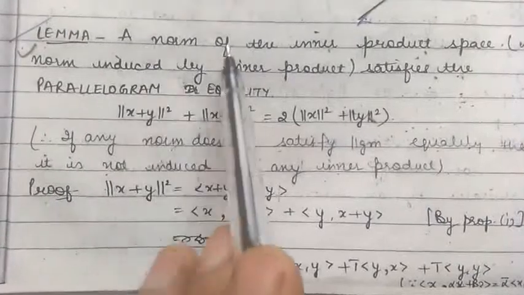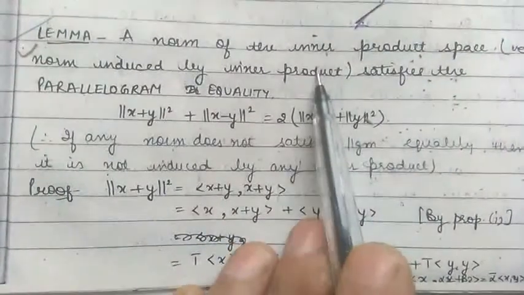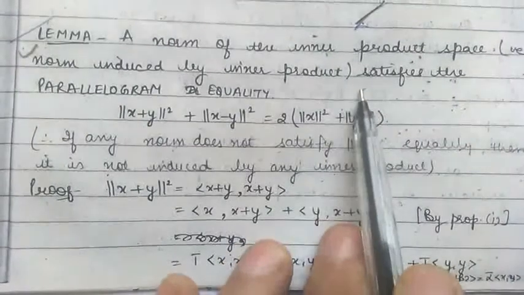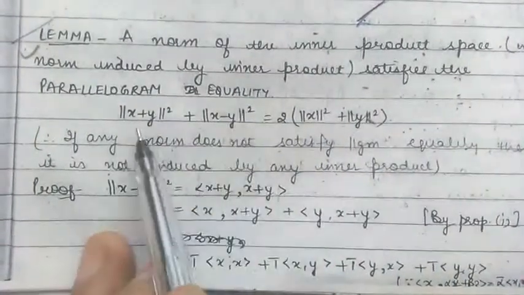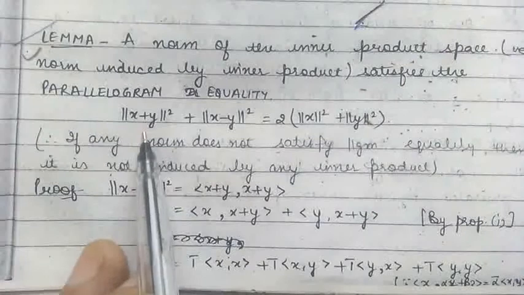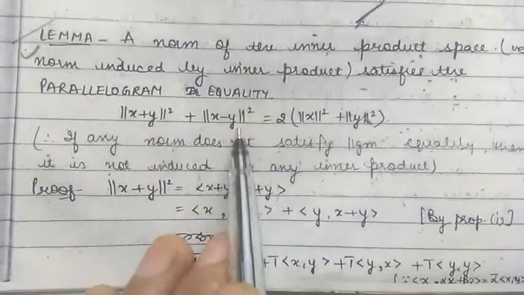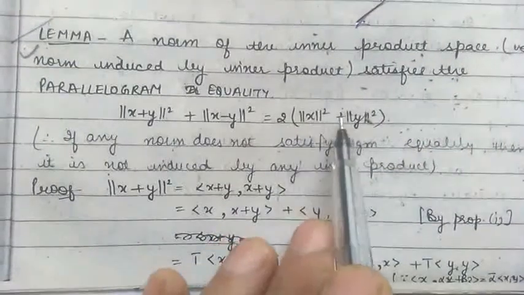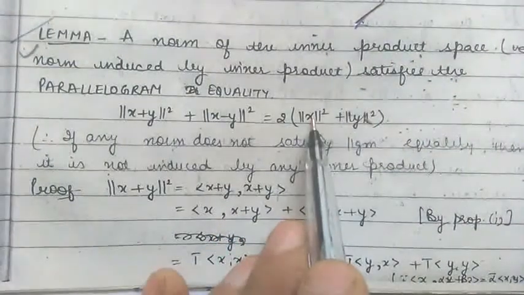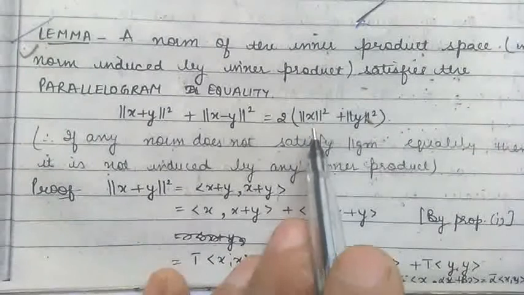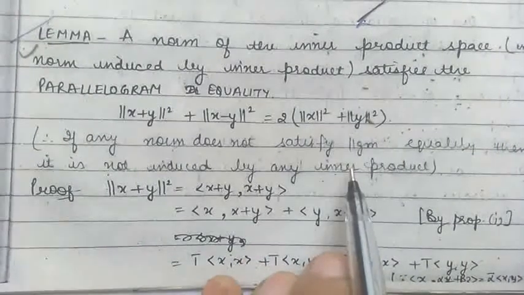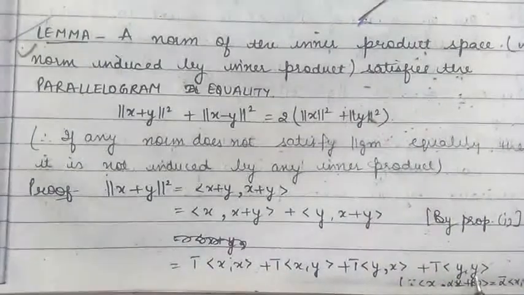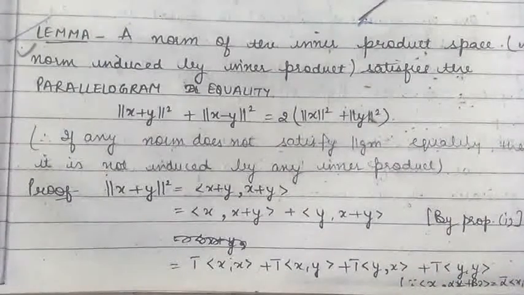The norm of an inner product space satisfies the parallelogram equality given by: the norm of x plus y squared plus the norm of x minus y squared is equal to 2 times the norm of x squared plus the norm of y squared. In geometry also we studied that the sum of squares of sides of a parallelogram is equal to the sum of squares of the diagonals of the parallelogram.